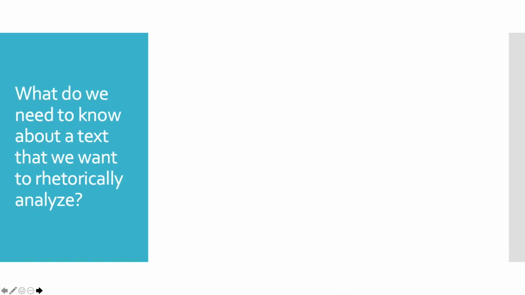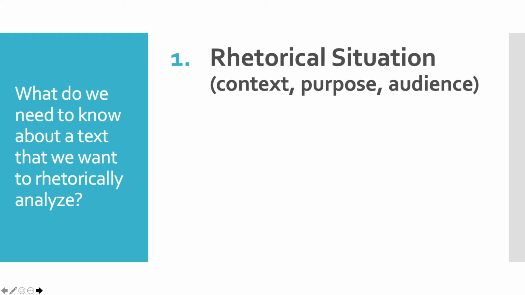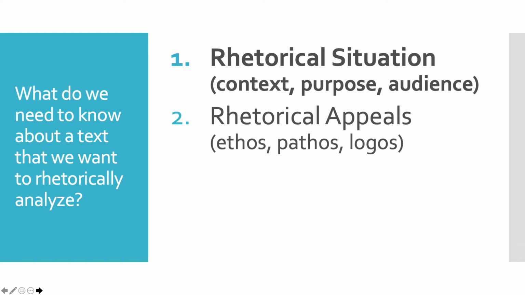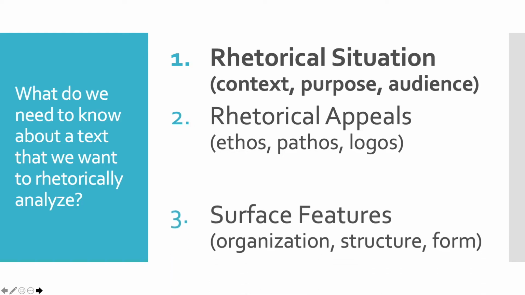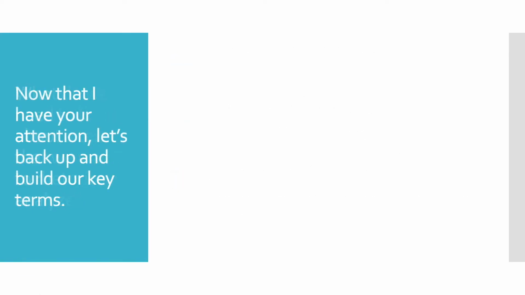So what do we need to know about a text that we want to rhetorically analyze? There's some things that we want to introduce with regards to key terms, if you remember our goals from the beginning of the video. First one being the rhetorical situation. That's the context, purpose, and audience, and that's what we're going to talk about in just a second. The next are going to be the rhetorical appeals, ethos, pathos, and logos. And then finally, the surface features, things like organization, structure, and form. But let's not get too ahead of ourselves.